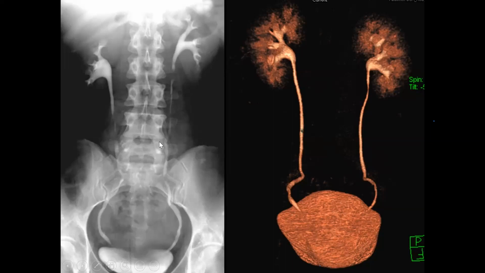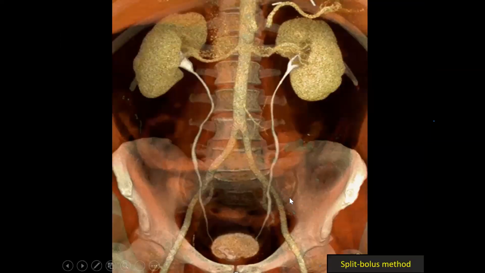If a contrast is given and conventional radiography is acquired, this is how it will be seen. The same thing can be regenerated with CT urography, and we can see the complete length of the ureter, the pelvicalyceal system up to the vesicoureteric junction on the CT urography as well.